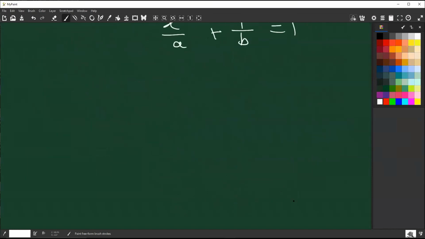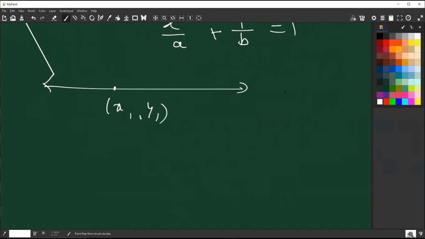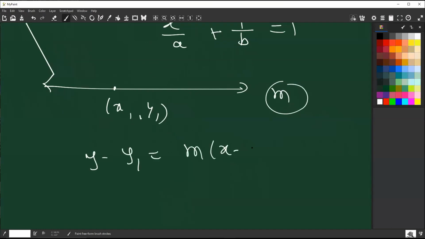Now, we have the equation of the line in point-slope form. If I give you the line, the point is (x1, y1) and the slope of the line is m, then the equation of the line is y minus y1 is equal to m into (x minus x1). This is called slope-point form.